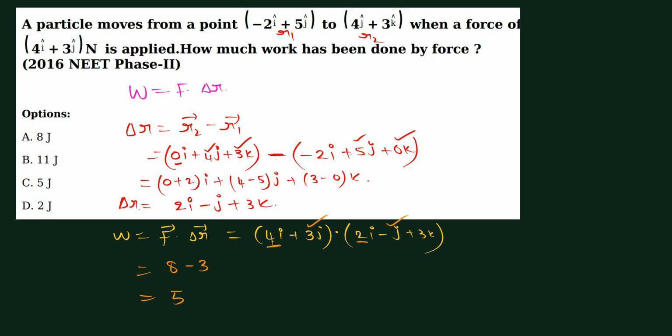Is there any k term here? No, there is no k term. Let us say this is 0k. So 0 into 3 is 0, right? So this is 0. So 8 minus 3 is how much? 5 joules. So work is equal to 5 joules. Is it clear, everyone? Okay, so your answer C is matched.